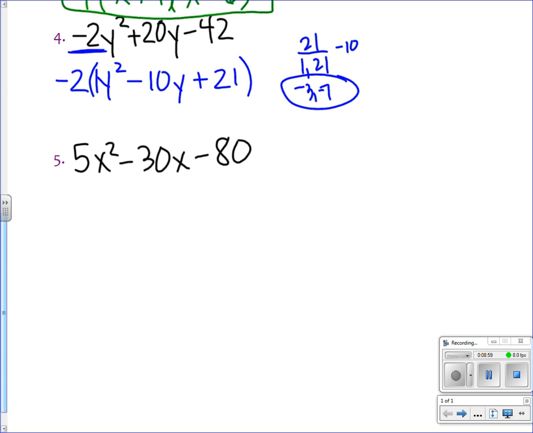So then we can write, don't forget our negative 2, we factored it out at the beginning. Then our answer will just be y minus 3 times y minus 7.